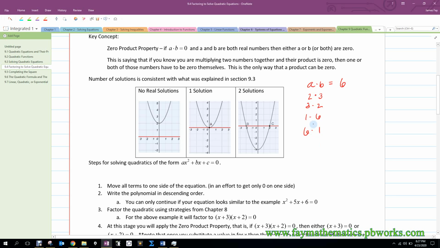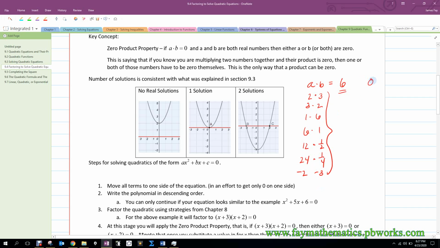Okay, and those are usually the ones that most people think about. But I could also say a is 12 and b is 1/2. I could say a is 24 and b is 1/4. I could say a is -2 and b is -3. There's actually an infinite number of real numbers that I could multiply together to get that 6.